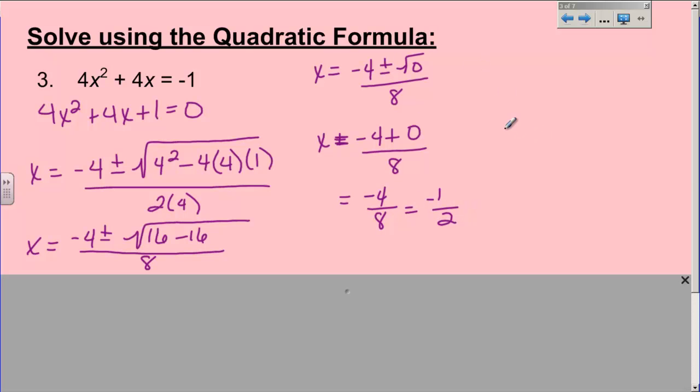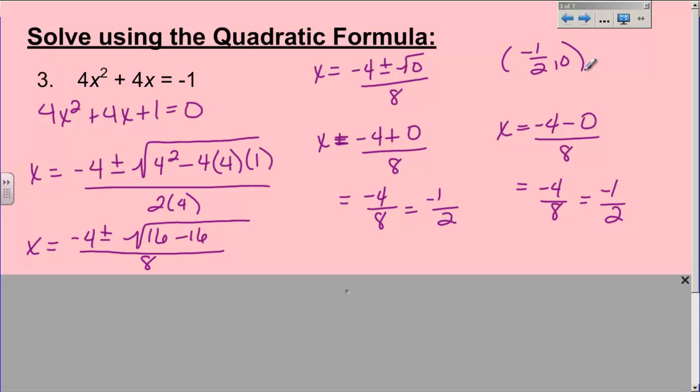And then if I do the other one, negative 4 minus the square root of 0, which is 0, over 8, well, that is still negative 4 over 8, so it's still negative 1/2. So this has the same root. So I only have one solution to this one because this is a perfect square. It just dips down, touches the x-axis, and dips back up. So my one root for this problem is negative 1/2 and 0. There is your answer.